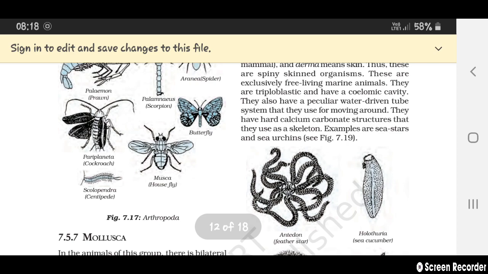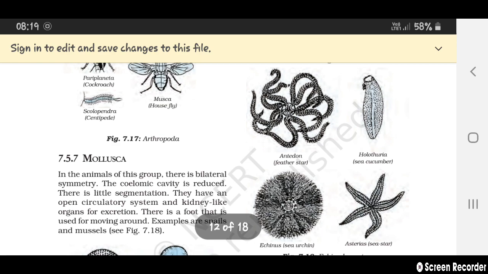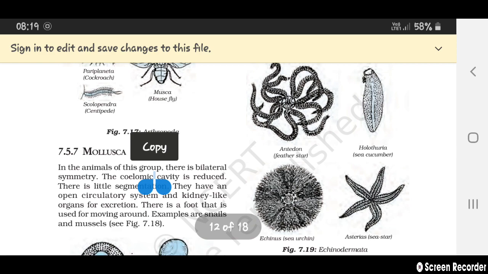So their scientific names and their real names, let us know. Antedon is known as the feather star. Holothuria is known as the sea cucumber. Echinus is known as the sea urchin. And Asterias is known as the sea star. So these are the species that come under Echinodermata.